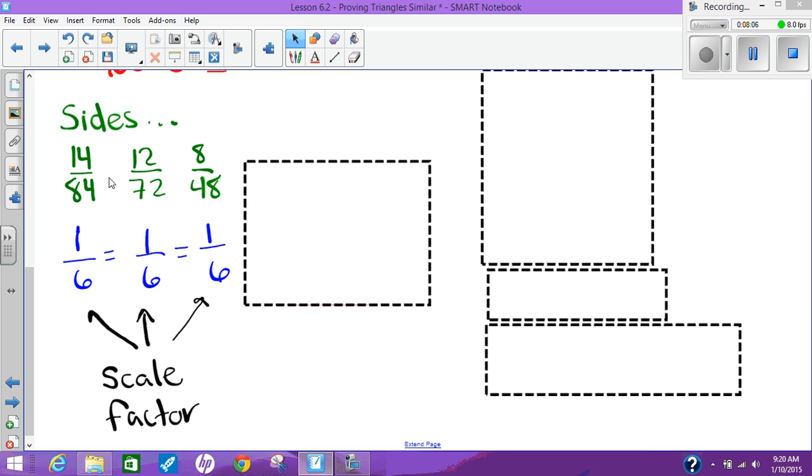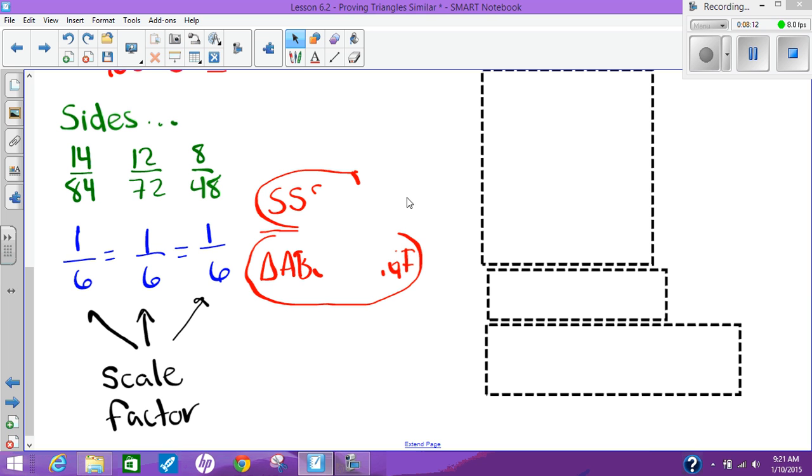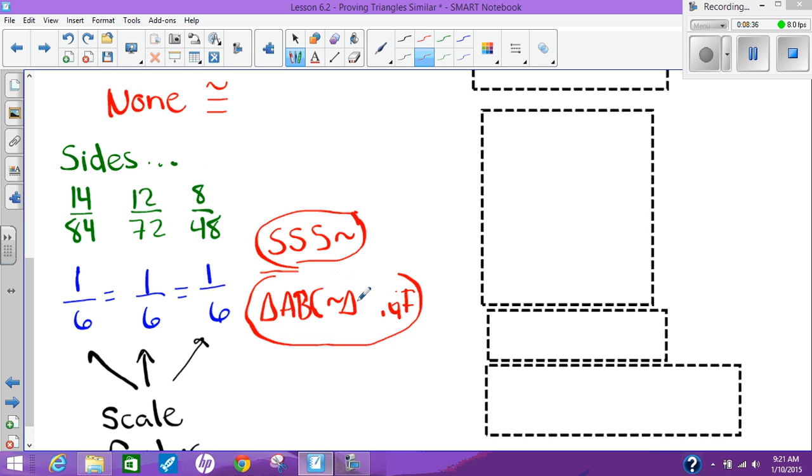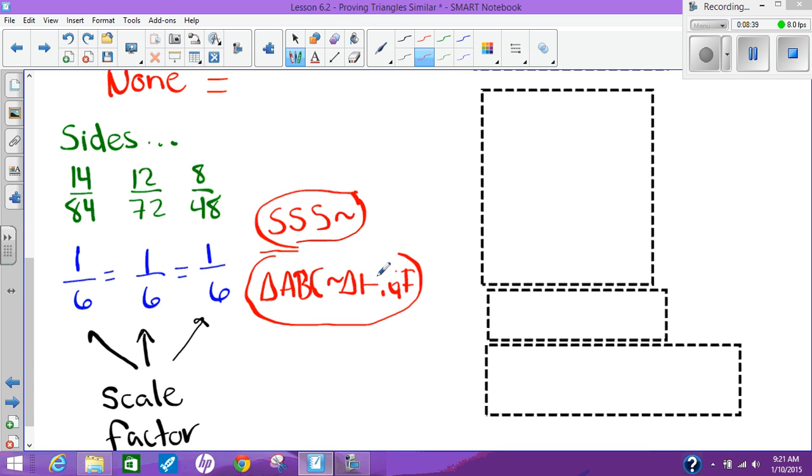So since we have all 3 pairs of sides in proportion, they're all equal to the same fraction, then we can say that these 2 triangles are similar by side, side, side. Something happened here. So these are similar by side, side, side similarity. In my similarity statement, triangle ABC is similar to triangle HGF. I had this all set up nicely for you, but something got erased.